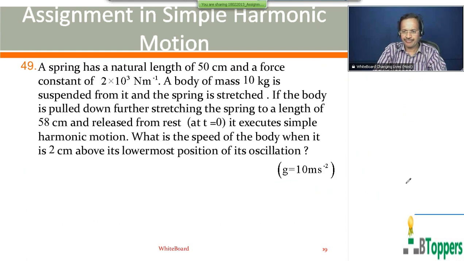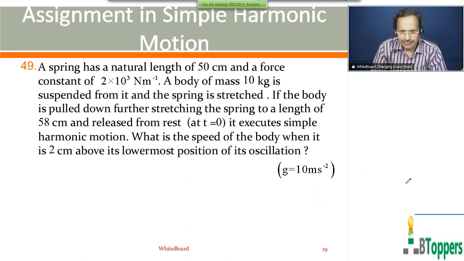See question number 49. A spring has a natural length of 50 centimeters and a force constant of 2 into 10 power 3 Newton per meter. A body of mass 10 kg is suspended from it and the spring is stretched. The body is pulled down further, stretching the spring to a length of 58 centimeters and released from rest at t equal to 0. It executes simple harmonic motion. What is the speed of the body when it is 2 centimeters above the lowermost position of its oscillation?